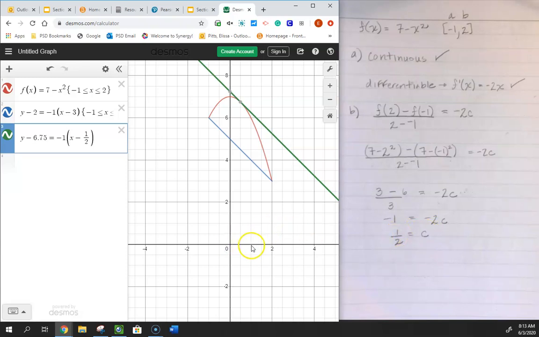So here's 1. If I go over to 1/2 and go up to my curve, right there, that slope is the same as the slope between the endpoints. And that's what the mean value theorem is guaranteeing, that there will be at least one point, if it meets the qualifications, that there will be at least one value of c or x that gives you the same slope. The instantaneous slope is the same as the average between the endpoints.